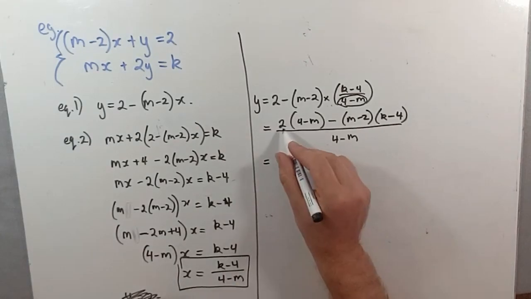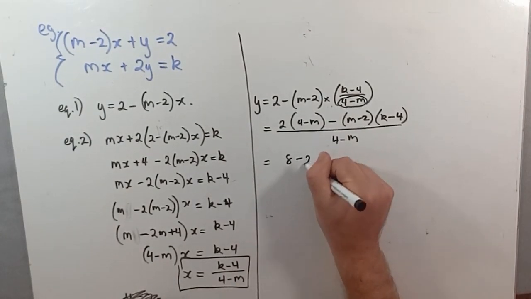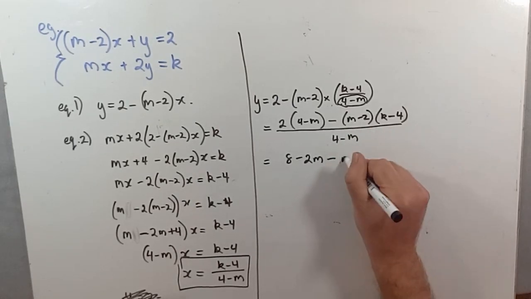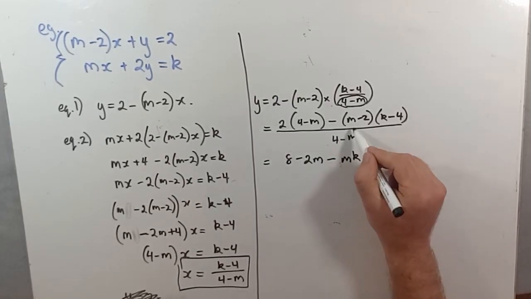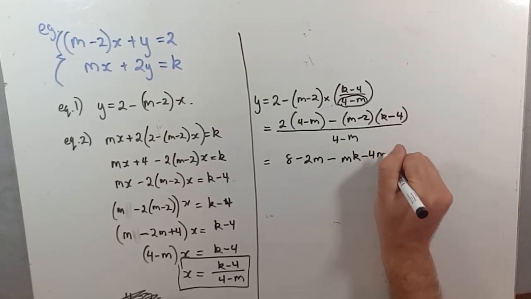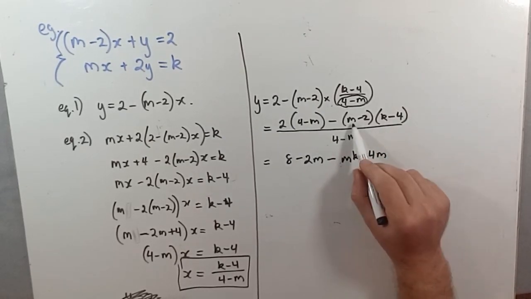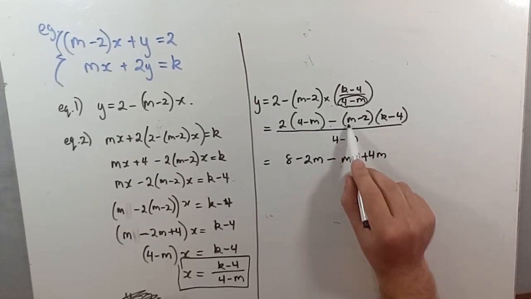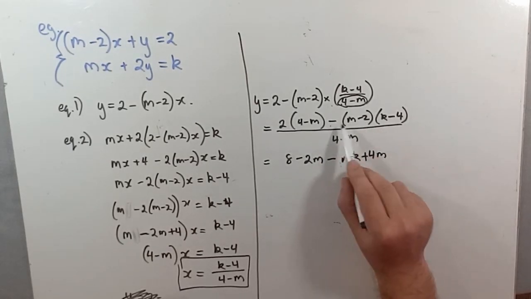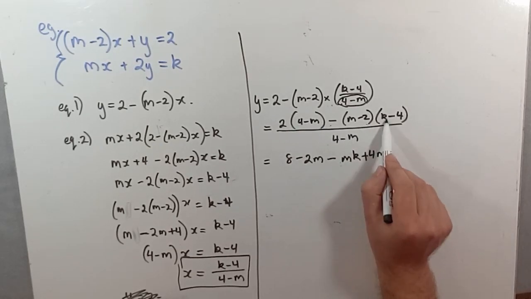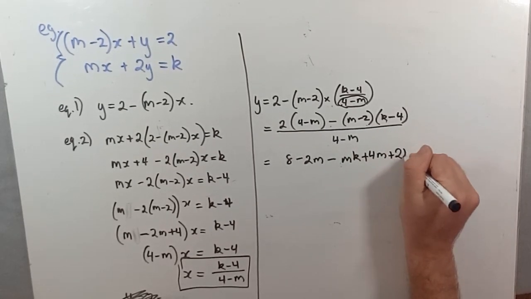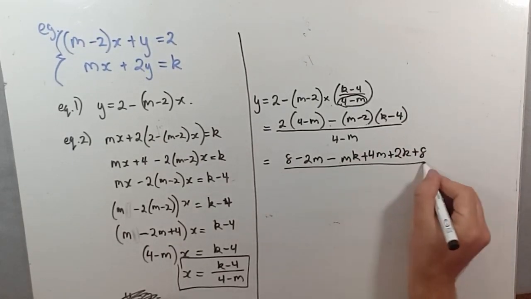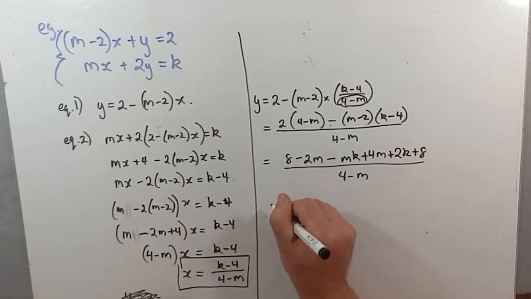All right, so expand it out. What do I get? 8 minus 2m minus, what do I get here? I get mk minus 4m. Actually, do I get minus 4m? I get plus 4m. There's a negative out the front here. Just make sure, I've got to swap the signs of whatever I get in here. I get negative 2k, so it's going to be plus 2k, and then plus 8, all over 4 minus m.